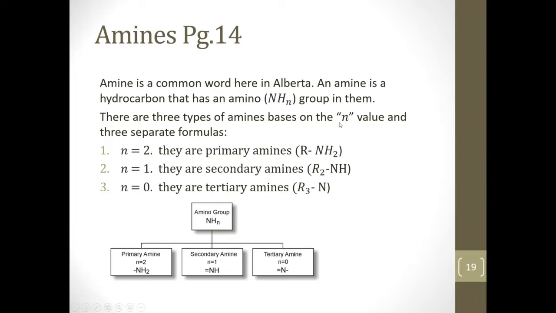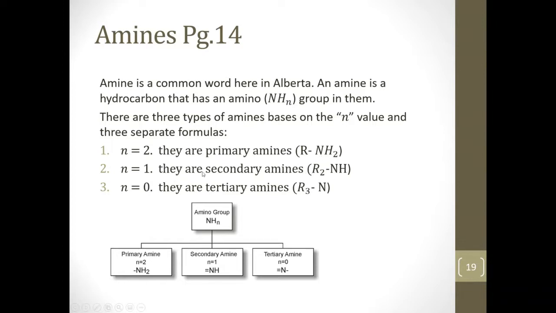So there are three types of amines based on the number of hydrogens, or that N value, and three separate formulas. It just has to do with the way that they share their bonds. So if the N equals 2 or the N equals 1 or the N equals 0, they will be a little bit different. If N equals 2, we're going to call them primary amines, and they'll be attached to some kind of hydrocarbon with NH2.